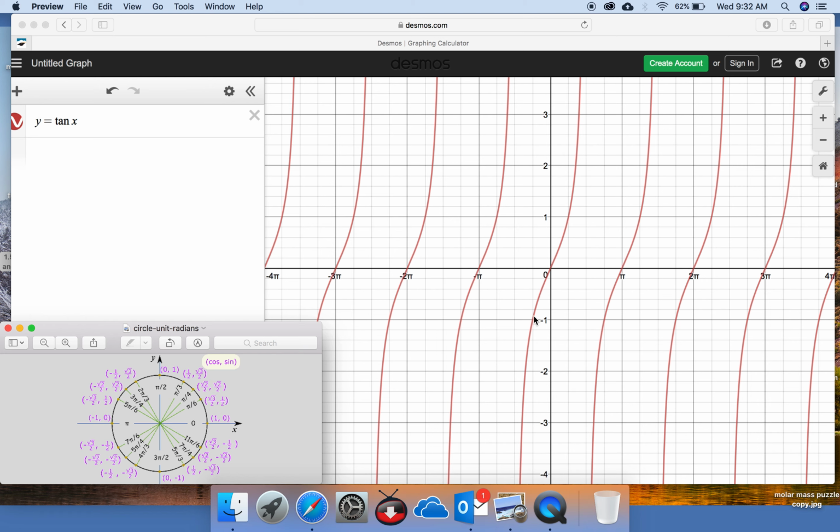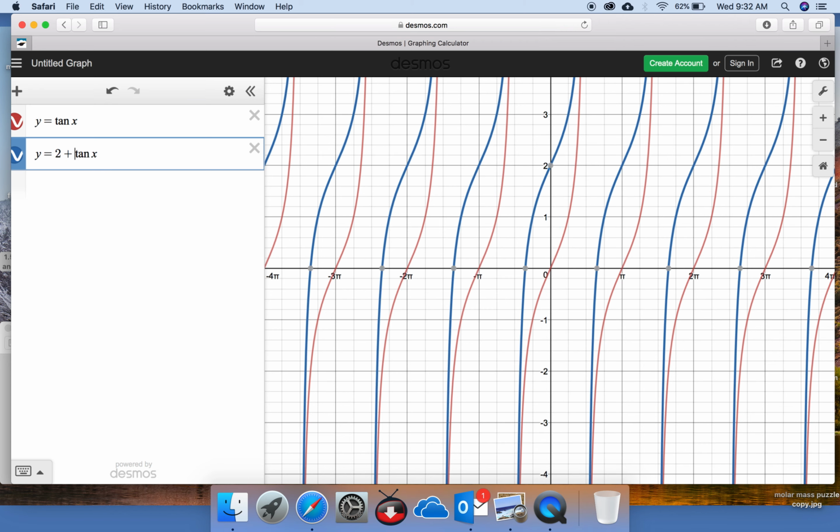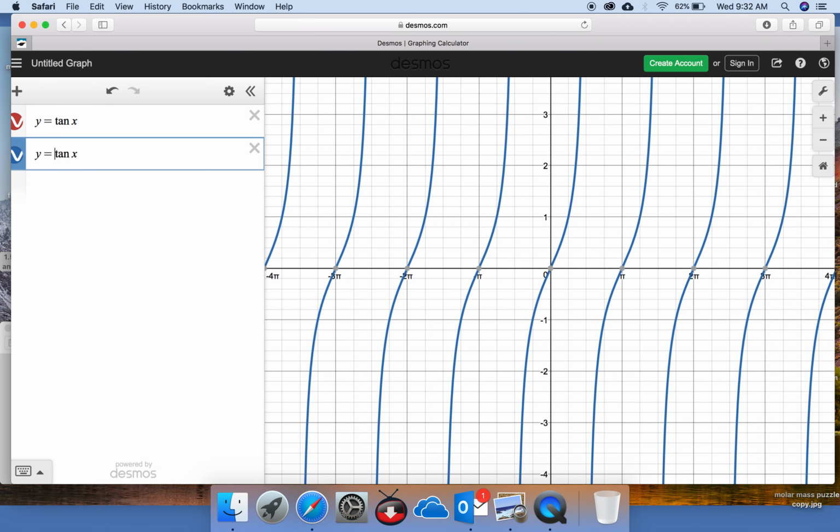Now, after this, all the other translations hold true, just like in every other function. If I have y equals tangent x, and if I add a 2 to it, it just raises my graph up 2 units. If I add a negative 2 to it, it lowers that same graph down 2 units, just like it would on sine and cosine.